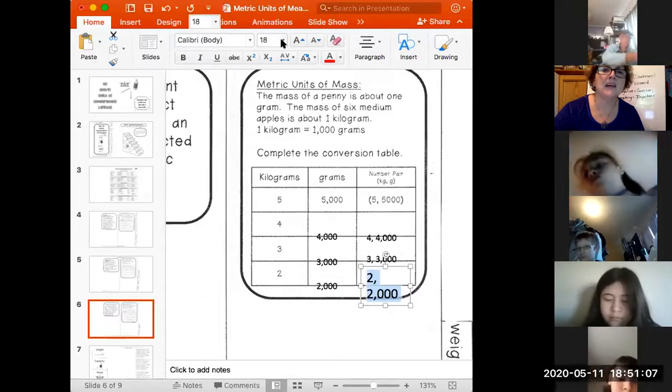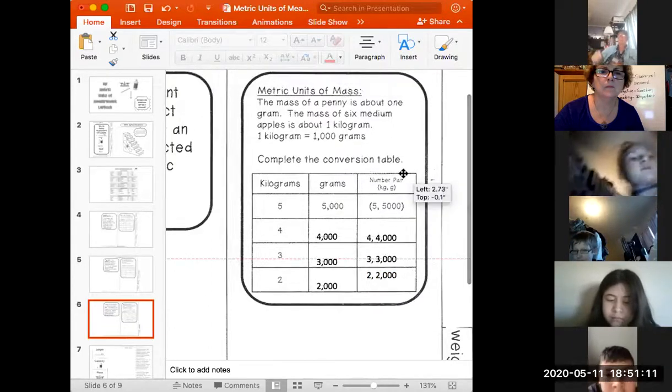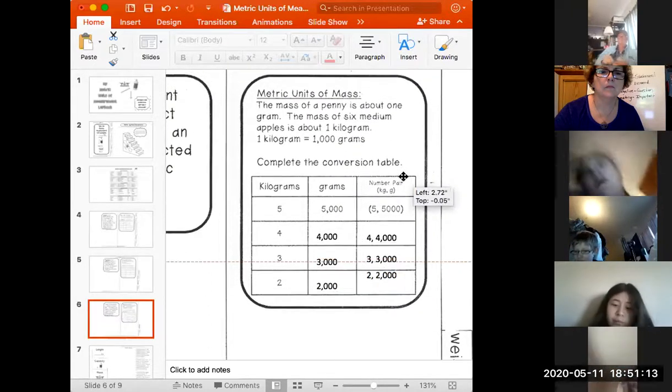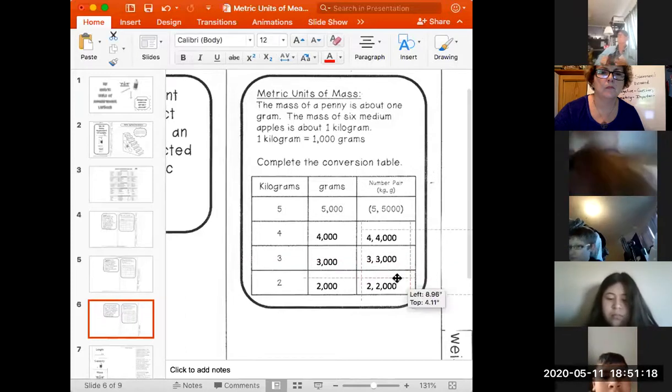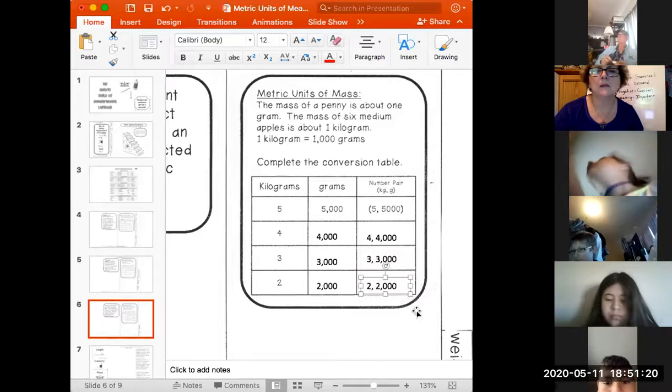What is mass like? Mass is the same as what?